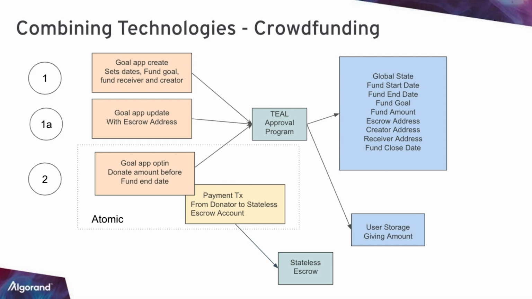In order for people to donate, they have to opt into the contract, because we need local state to store how much they've given. So as part of the donation, when you donate to the escrow, you also have to make an approval call to the stateful smart contract saying you're donating to the fund. As long as it's before the fund end date, the stateful smart contract call will be approved and the payment will go into the escrow. So it's atomically done.